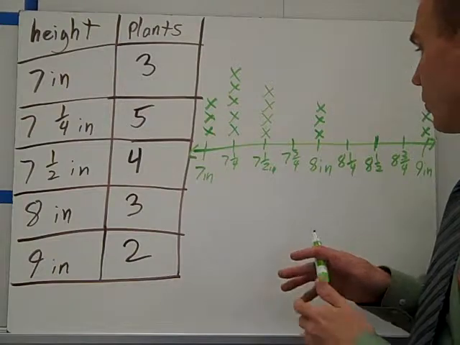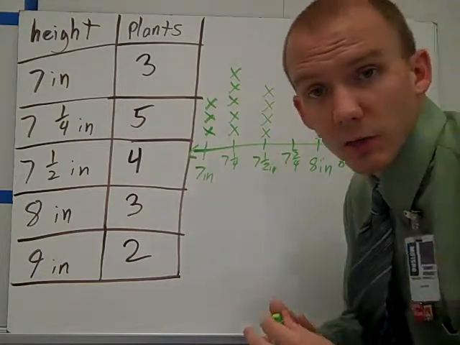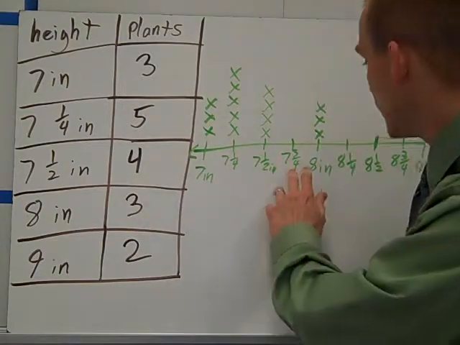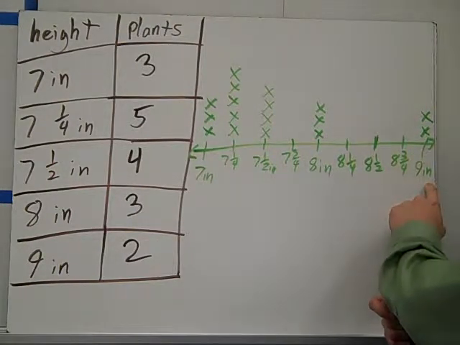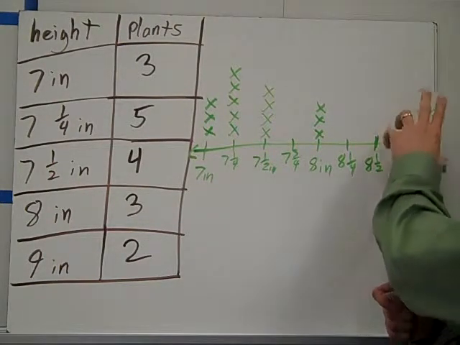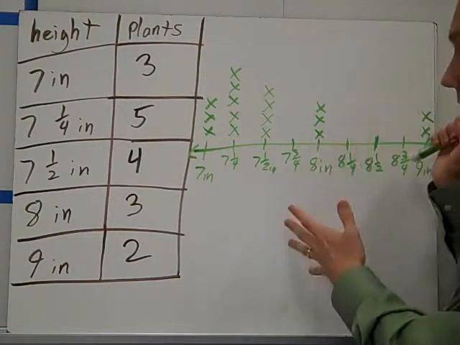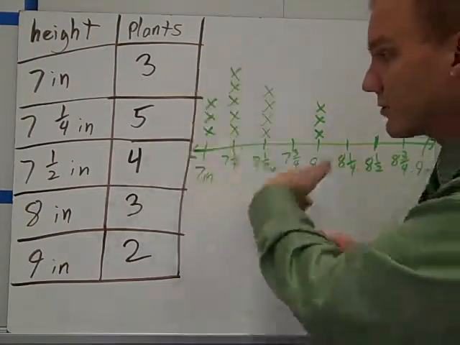You might ask, which length had the least number of plants? And if you excluded the zeros, you could say 9 inches over here with 2. But at the same time, those are the biggest, so those must have gotten really, really big, and then the rest of them kind of stayed in this range.